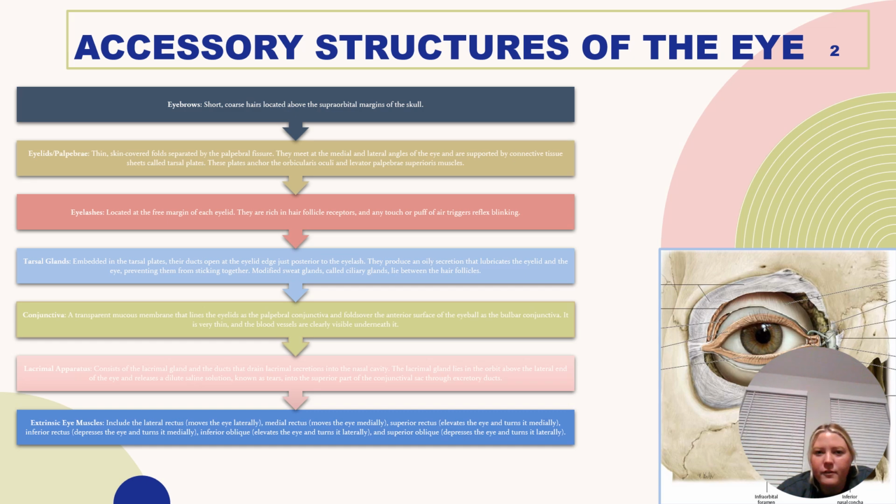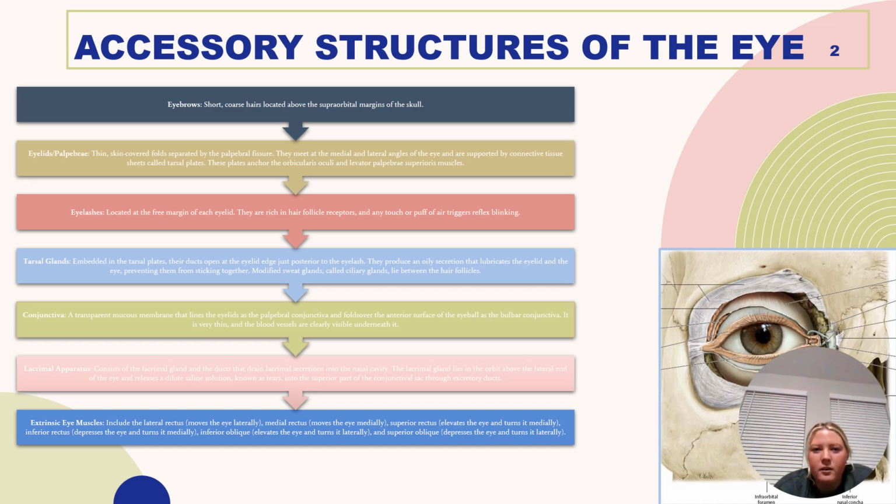And then moving to conjunctiva, it's a transparent mucous membrane. It lines the eyelid as the palpebral conjunctiva and folds over the anterior surface of the eyeball as the bulbar conjunctiva, which only covers the white of the eye. It's very thin, and the blood vessels are seen clearly within it. The lacrimal apparatus consists of the lacrimal gland and the ducts that drain lacrimal secretions into the nasal cavity. The lacrimal gland lies in the orbit above the lateral end of the eye and is visible through the conjunctiva when the lid is everted.